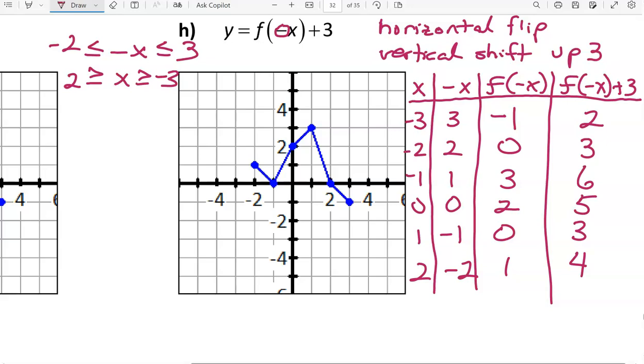Now I can graph each of the points. -3, 2. And -2, 3. -1, 6. 0, 5. 1, 3. And 2, 4. When you connect these points, we ought to see the same exact shape as the other function, but we have a horizontal flip and the graph is shifted up 3.